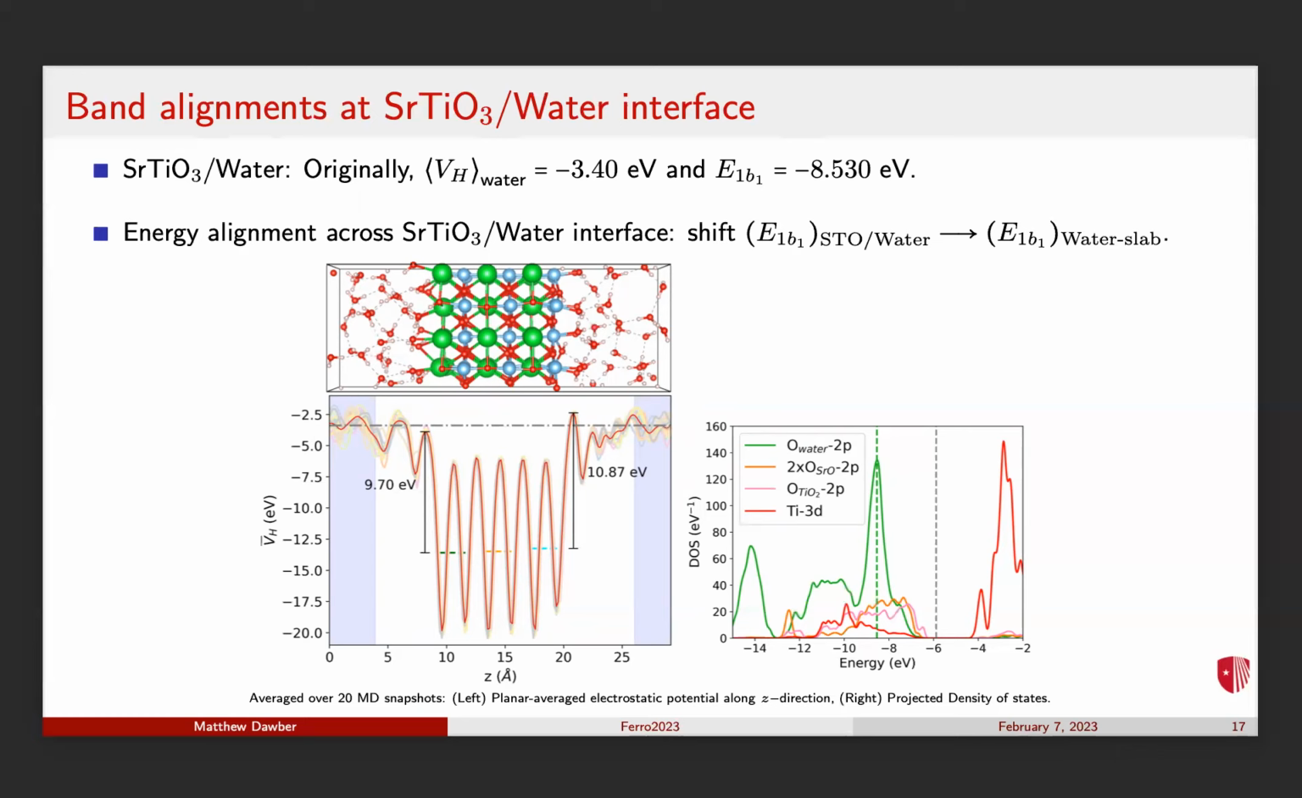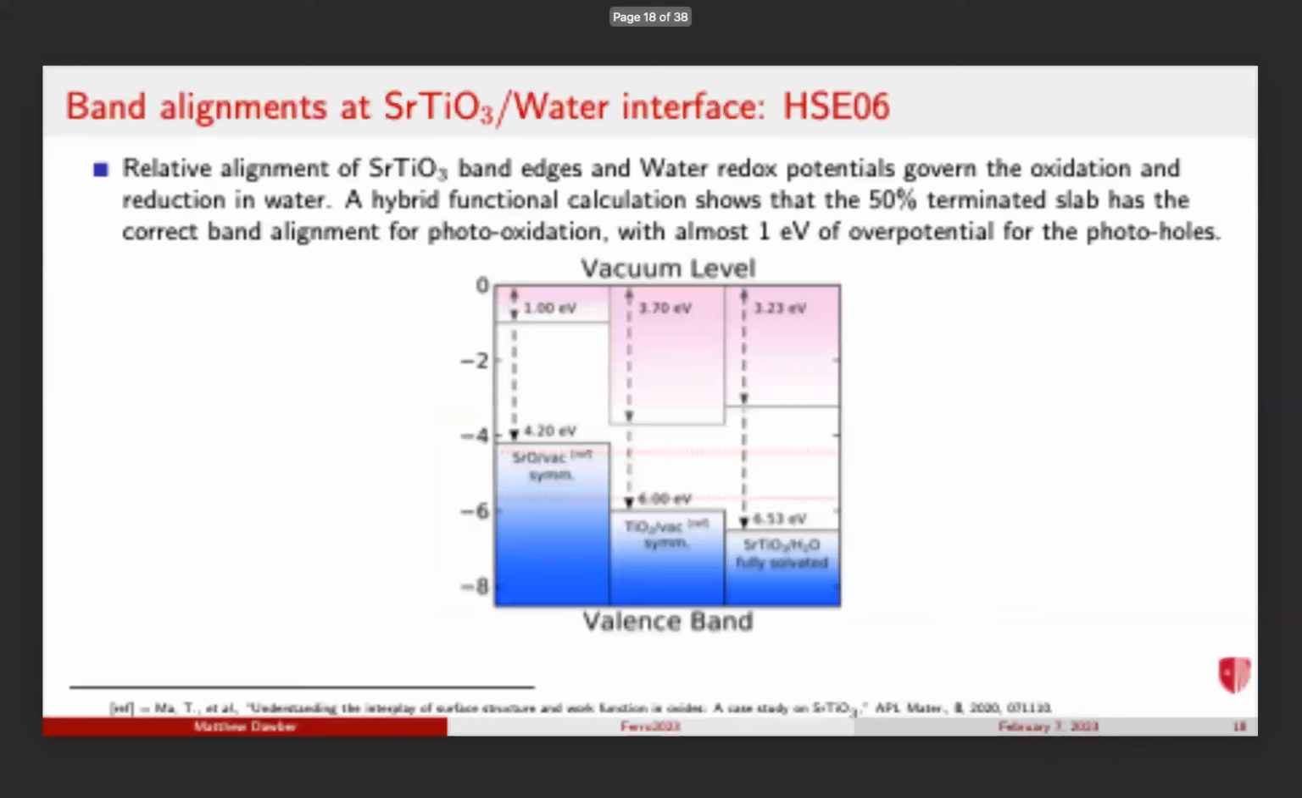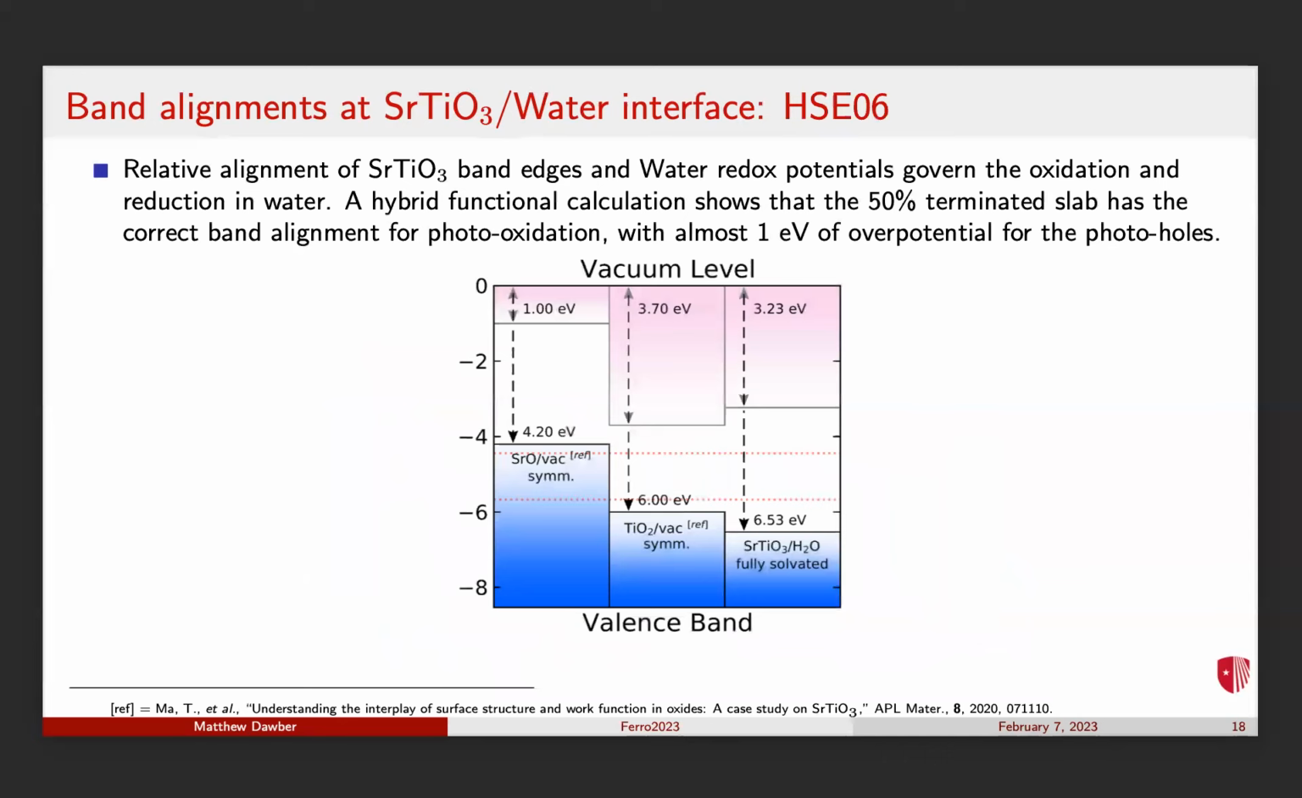So one thing to mention now in this simulation is we now essentially have a system that has both terminations in it, one on either side. So there's a strontium oxide on one side and a titanium dioxide on the other. When you do that and you look at the relative alignments of these potentials, you see that the fully solvated strontium titanate hydrogen system would have the correct band alignment.